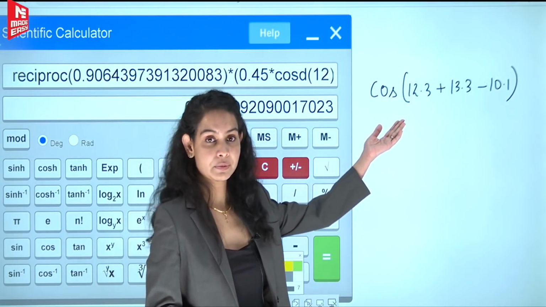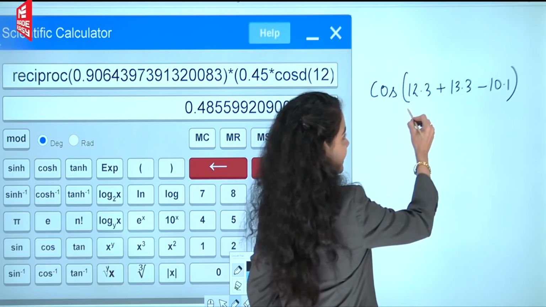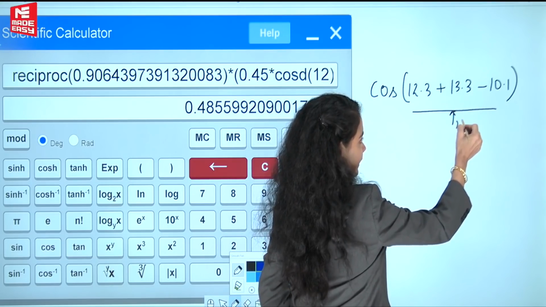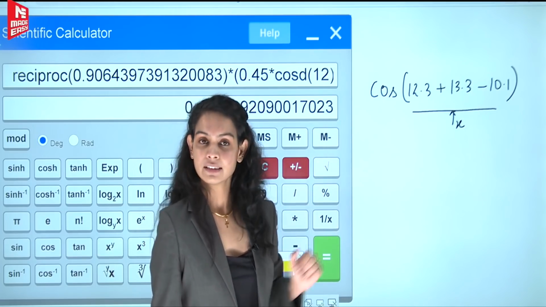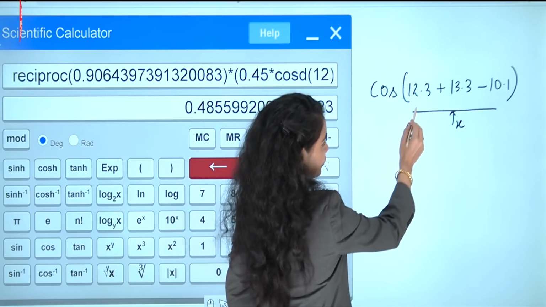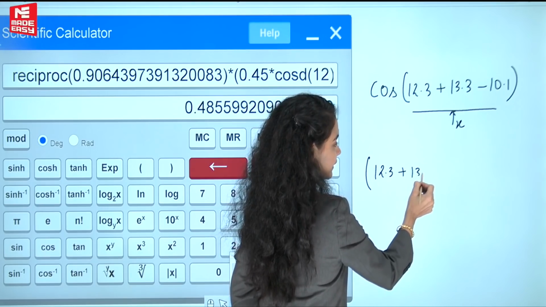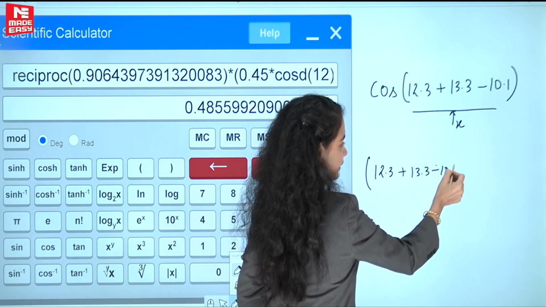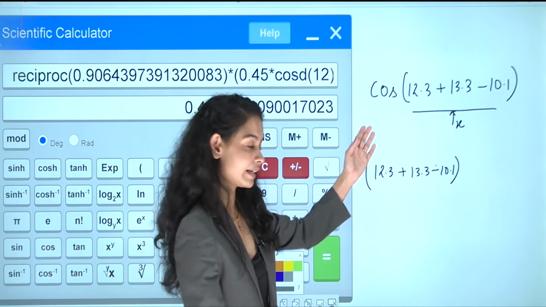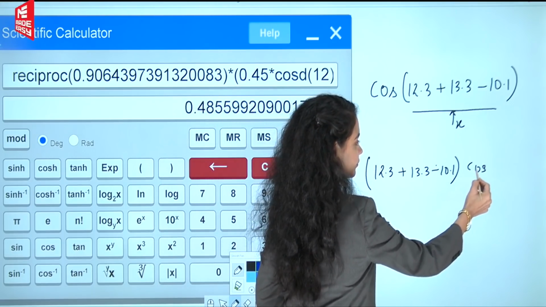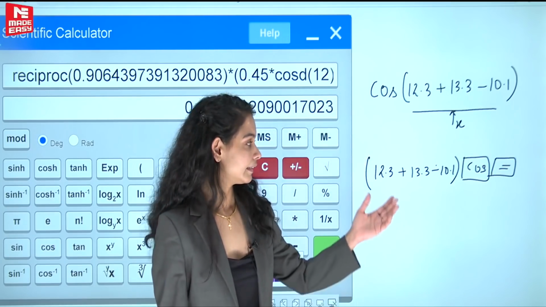Suppose we need to calculate this value, cos of 12.3 plus 13.3 minus 10.1. Again, this entire thing inside the bracket is our x. So first we need to calculate the value of x, enter the value of x, and then cos function, that is our function tab. So first for this, open the bracket, perform 12.3 plus 13.3 minus 10.1, close the bracket, this is your x value. Once you get this value, next is to enter the function tab, which is cos, press equal to, right? Then you will get your answer.